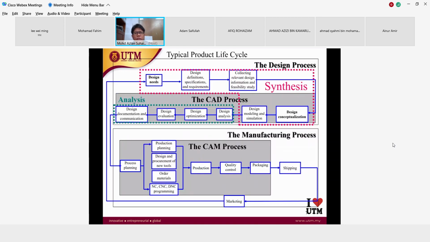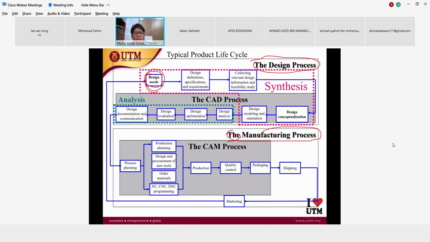So these are the typical figures, right? We have two stages here. First is the design stage process, and second is the manufacturing stage process. Before you design anything, you need to know what the needs are. What are the needs of the product?